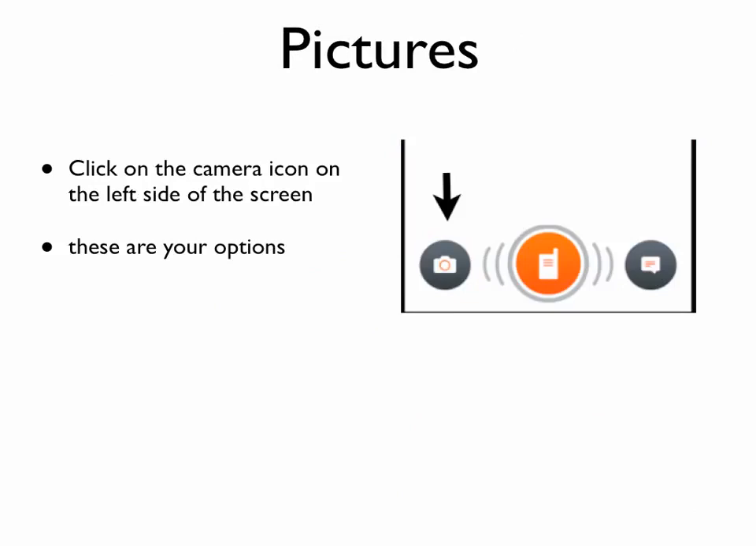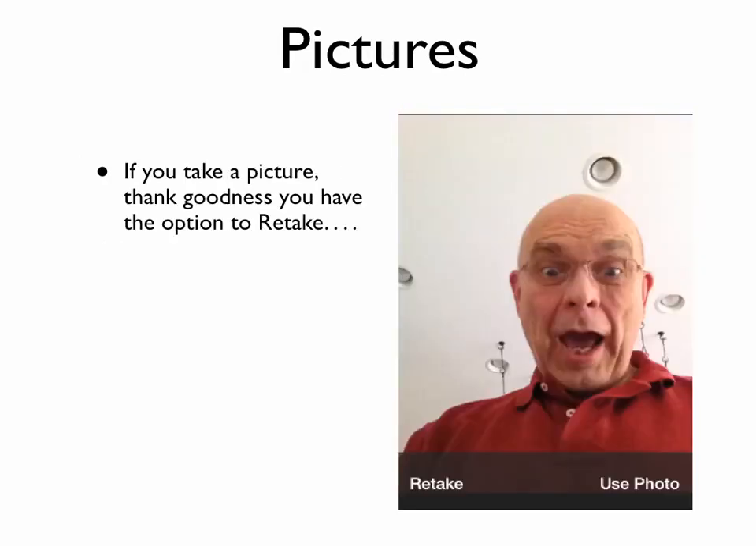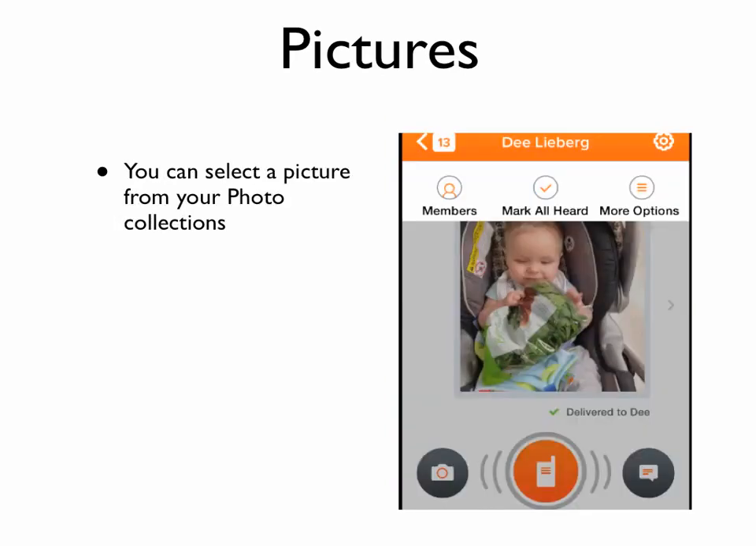Now you can take pictures. That's the second way that you can create a Voxer message. And here are the options when you click on the camera. This menu will appear: take photo or choose from library. So, boy, you took a picture. And good thing then they give you a choice of retaking it or use a photo. In this case, thankfully, I went to my photo library, got a photo of my grandson, and I sent it to Dee. Much smarter choice.